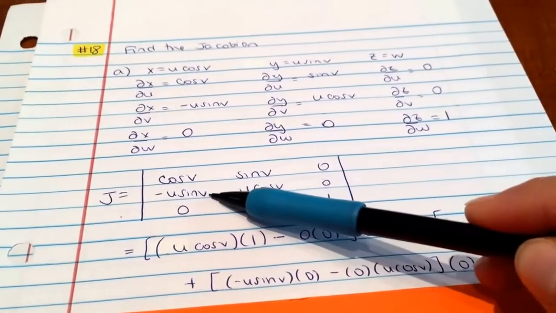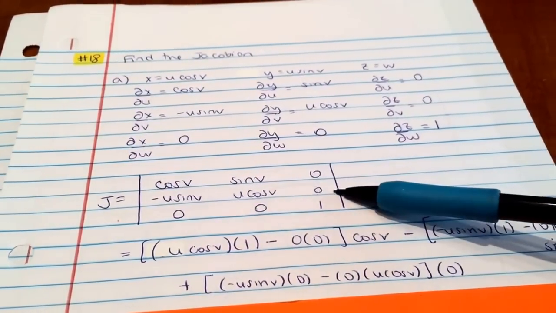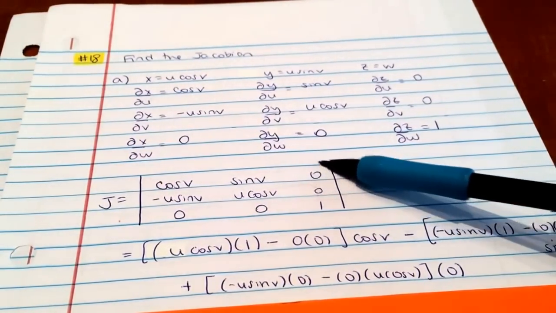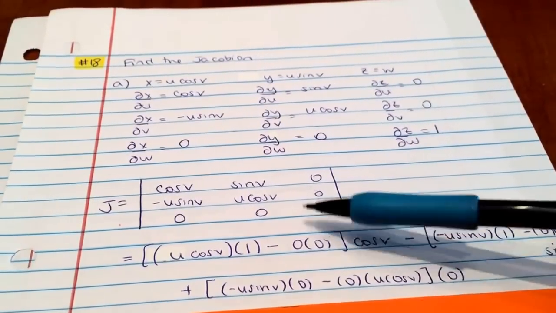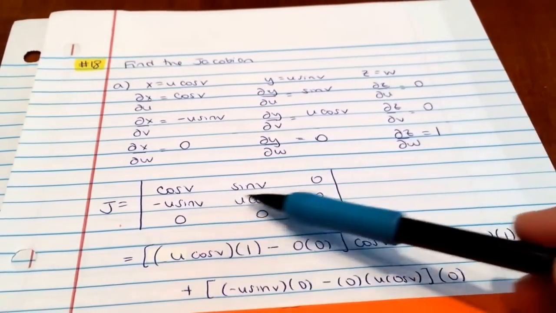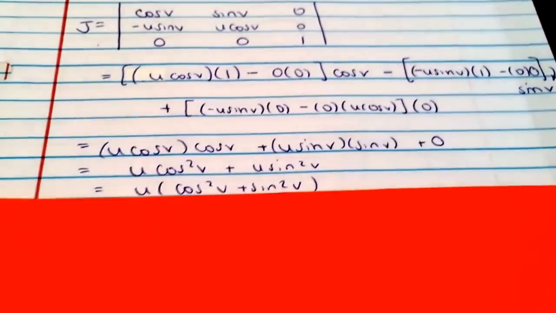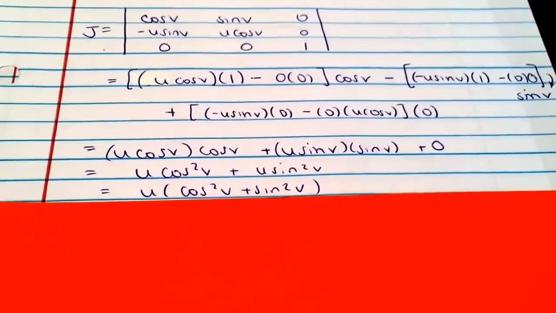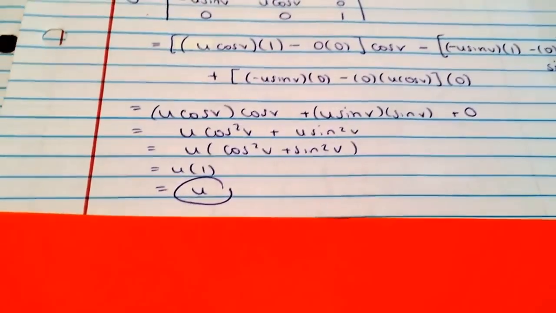Anyway, so it would be negative u sine v times 1 minus 0 times 0. And then lastly, 0. Of course, that's just going to be 0, but just for the practice, I showed the work. It's just going to be 0. But 0, and it would be these pieces. So this times this minus this times this, which is just 0. All right, so simplifying, I get this, which I can factor u out from, and then cosine squared plus sine squared is just 1. So that ends up just being u.